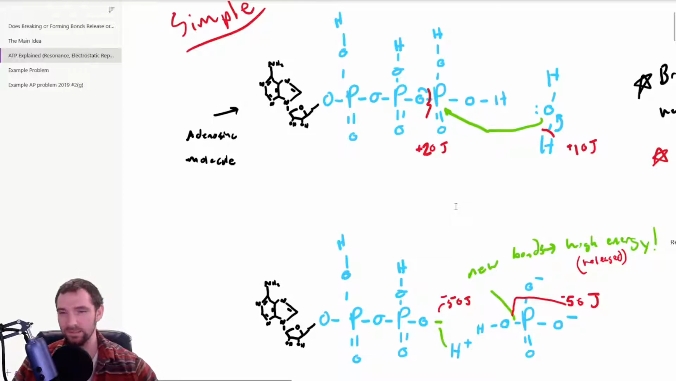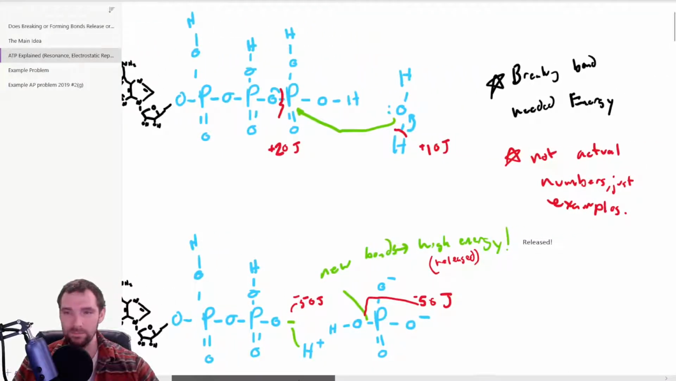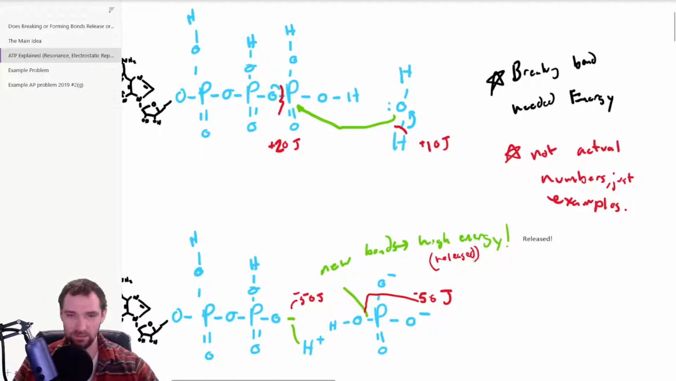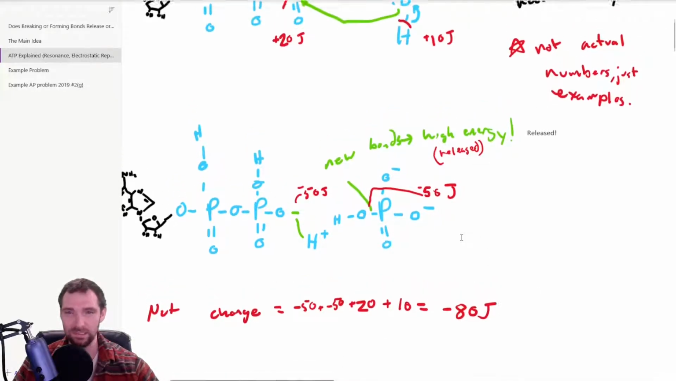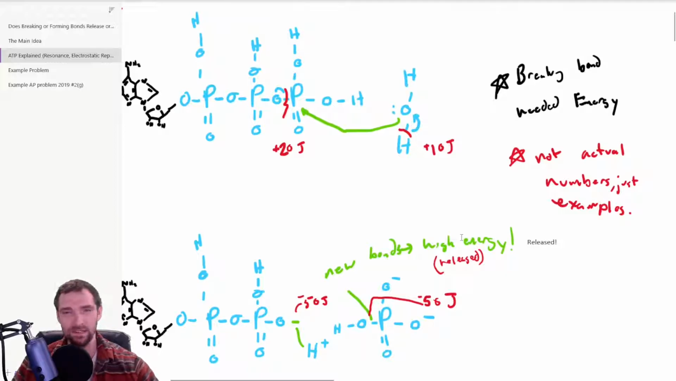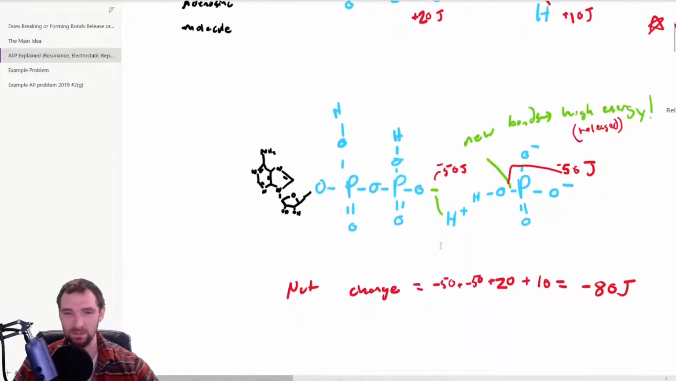In general, the bonds that are being formed are going to release a large amount of energy. The molecules you form are going to be very stable. Relative to the kind of unstable molecules here, they needed a little bit of energy plugged in to break their bonds, but not much because they're kind of unstable. That's the main idea. Also, these are not the actual numbers. I just made some simple numbers, and if you were to do the math, the net change is negative 80 joules in this example. It's hard to get actual numbers because, again, this is not really what's going on. This is just an oversimplification of the math.